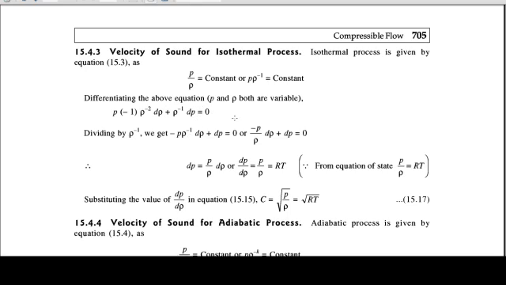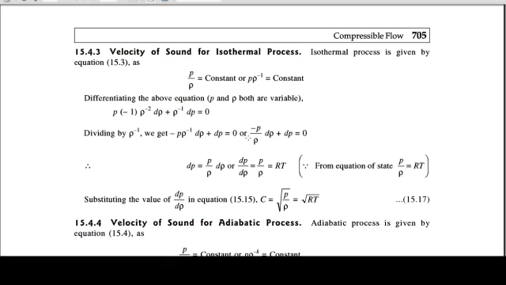Dividing this whole term by rho raised to minus 1, then we will get minus P rho raised to minus 1 d rho plus dP is equal to 0.